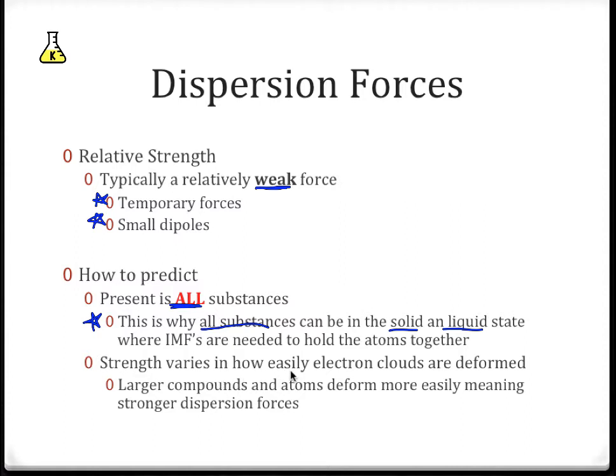Last but not least, the strength of dispersion forces varies, and actually in this case it varies pretty widely, from very, very weak to relatively strong, and it's based on how easily these electron clouds can be deformed. Generally speaking, larger compounds and larger atoms deform more easily, resulting in stronger dispersion forces. You can imagine if your atom is very squishy, that's going to make the electrons move more when there's a collision, creating stronger dipoles, and it's going to mean those dipoles happen more frequently, leading to a stronger dispersion force.